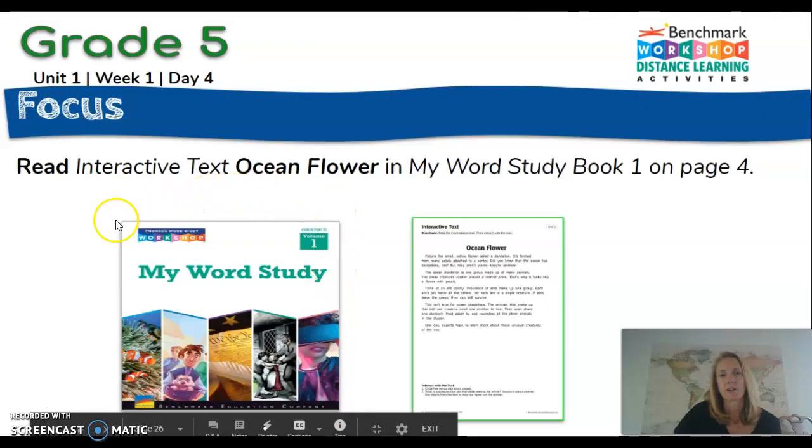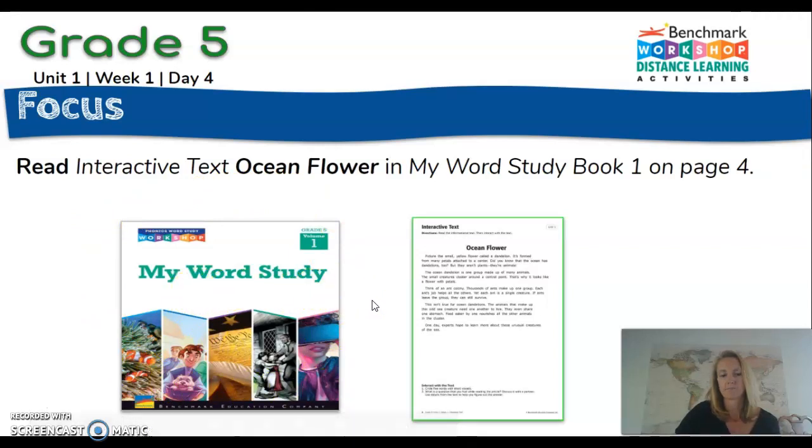Okay, so today we're going to be working in our My Word Study book. So this is the book that you picked up during materials pickup. And we'll also have a link to the electronic version if you would rather do it that way. All right, and our story today is called Ocean Flower, and it's in this book on page 4.